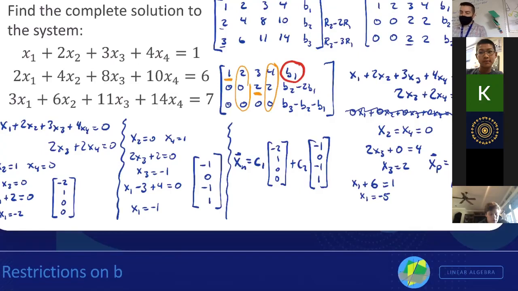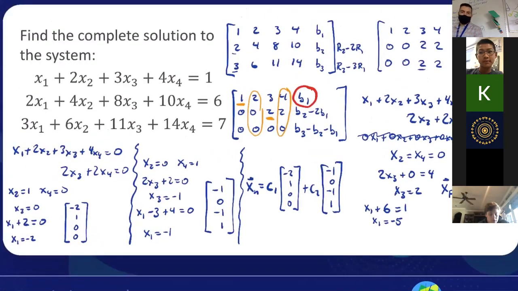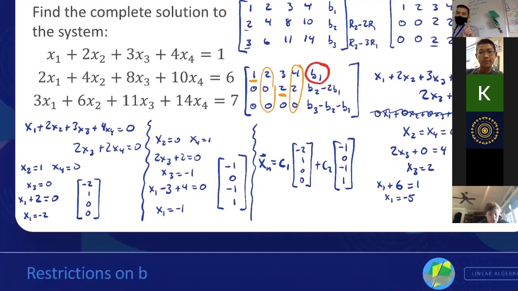And again, we could check our work. Go back to your system of equations. This should literally be a solution to them. When I plug in -5, 0, 2, 0 to each of the equations, I should get 1, then 6, then 7. So here I'd have -5 plus 6 is 1. I'd have -10 plus 16 is 6. And then I have -15 plus 22, which would give me 7. Okay, this is one solution.